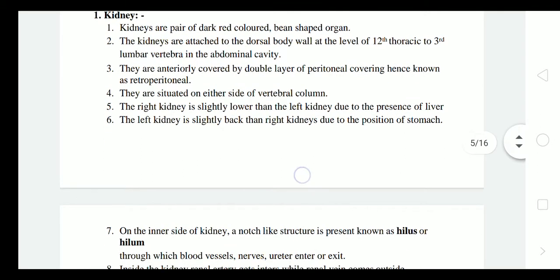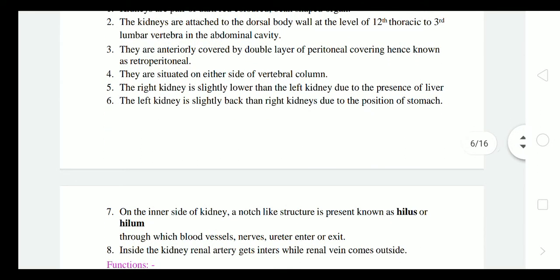Right kidney is slightly lower than the left kidney because of the presence of the liver on the right side. So the left kidney is slightly higher than the right kidney due to the position of the stomach, because the stomach is bulging at the time when we ingest food into it.